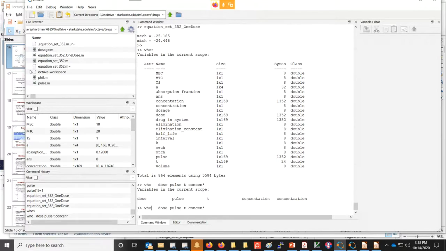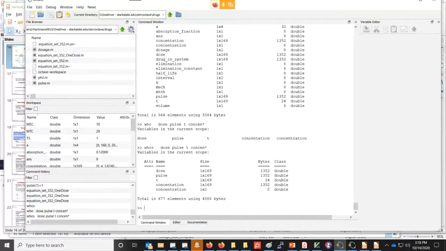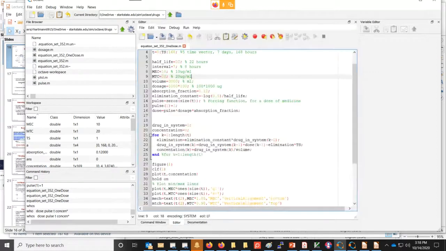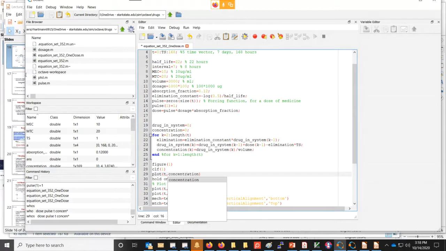But if we do a whos with an S, right, it shows you the concentration here, apparently I've got a misspelling. So it shows me the misspelling there too because I put the star there. So I got concentration without an R. I never noticed that. I can come in here and find that and correct that. Concentration.